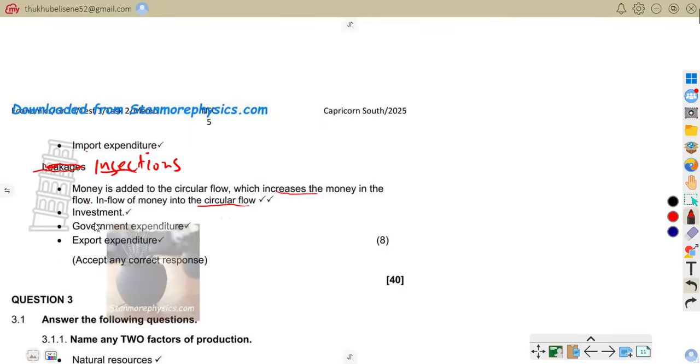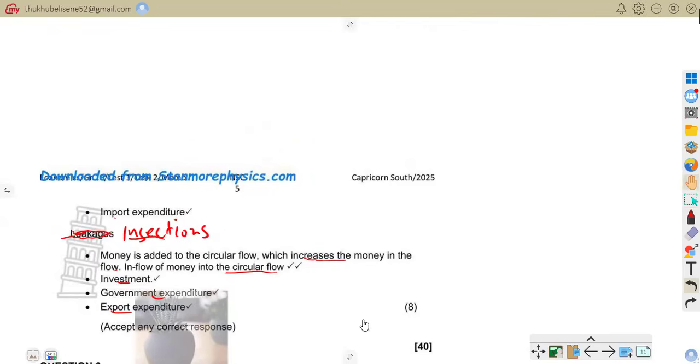Investment, we know very well, is spending on capital goods. For example, a firm buying new machinery. Government expenditure, government spending on goods and services. For example, building schools, hospitals. Export expenditure, that's when we talk about foreign spending on local goods. For example, exporting minerals to another country. So those are the injections. So this is all about question 2.